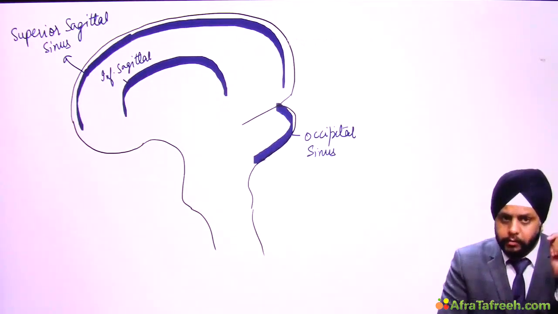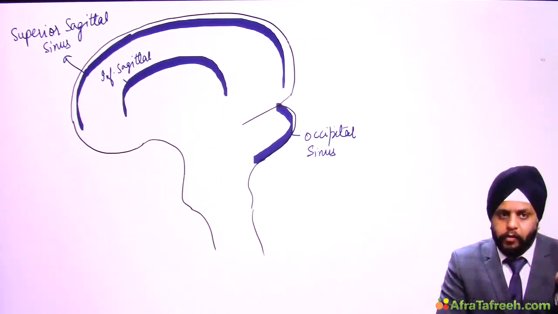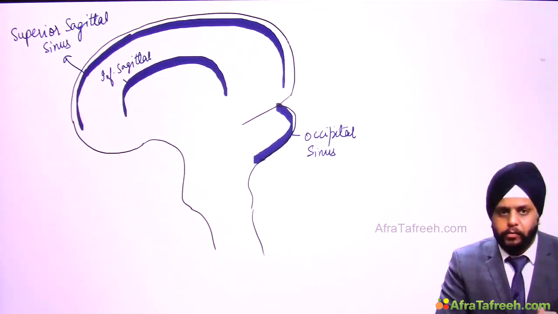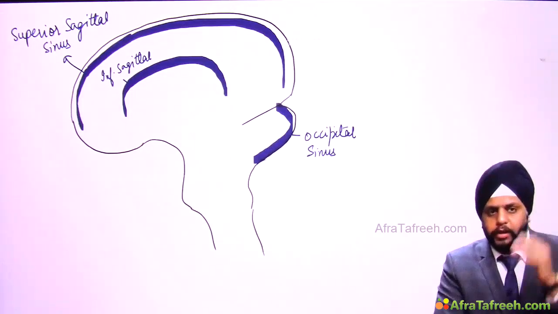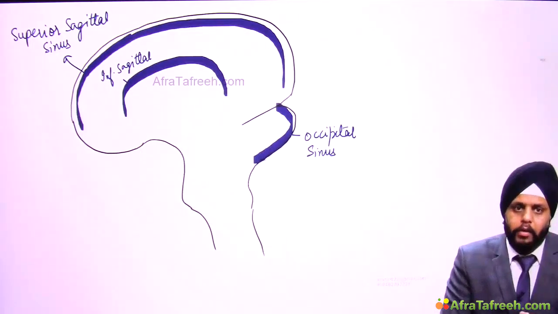And who is the son? The son takes the name of the father. Father was sagittal sinus, son is also sagittal sinus. Father is superior, son is inferior, like John Senior and John Junior. So this is our John Junior, or we can call him the inferior sagittal sinus. Okay, let's start the family history.